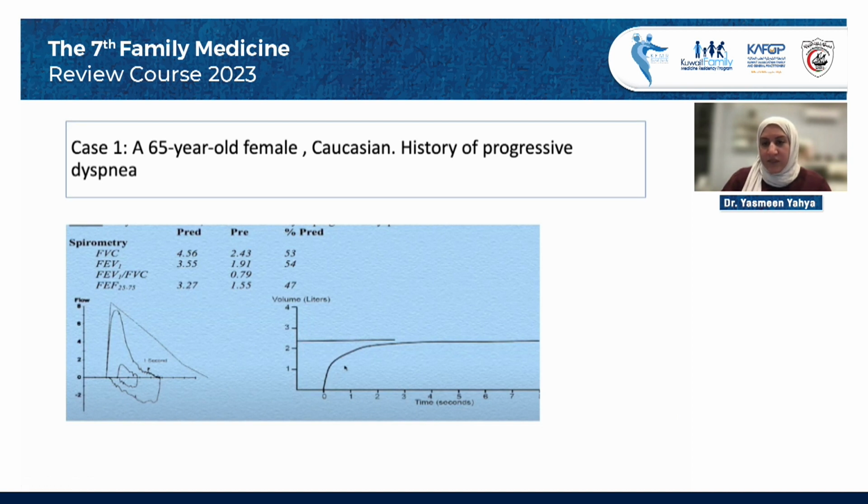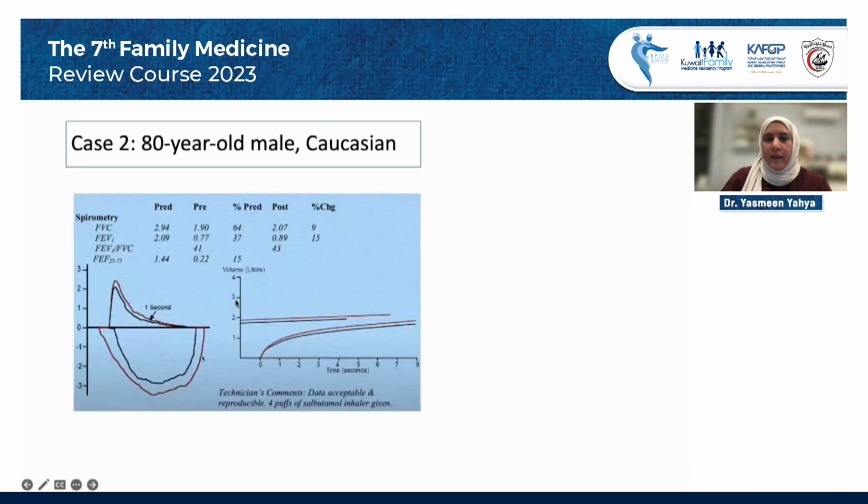What's the diagnosis here? It is restrictive lung disease, because as we said, in restrictive disease the FEV1 over FVC ratio will be normal, but these two values will be low. And this is for an 80-year-old male, you can see that the FVC is 64%, low, FEV1 37%, again low, and the FEV1 over FVC is 41, which is also low.